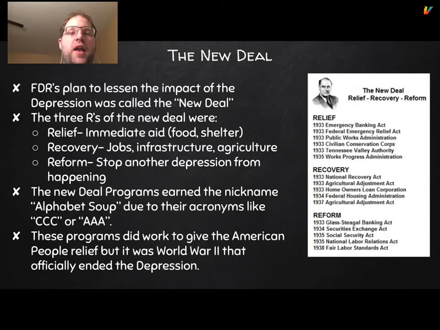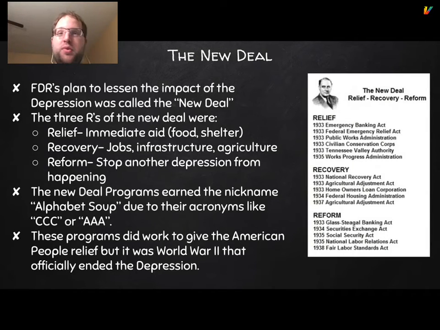Now, the New Deal had 3 main sort of goals: relief, recovery, reform. Relief is immediate help. You're going to get food, you're going to get shelter, we're going to get the American people stabilized so that they're not starving and miserable anymore. The next sort of part of his plan was recovery. I'm going to create jobs.